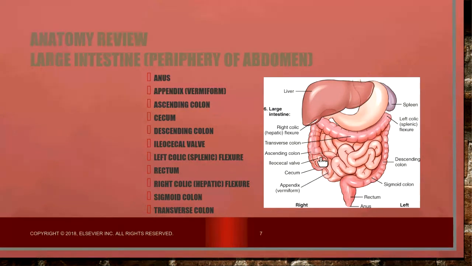Okay, and then it also shows you the liver, which is one of the accessory organs. The gallbladder would be nestled underneath here. The pancreas would sit somewhere up in this region as well. Okay, so you've got the gallbladder, the liver, and the pancreas. And then the spleen, we said, is part of the lymphatic system.